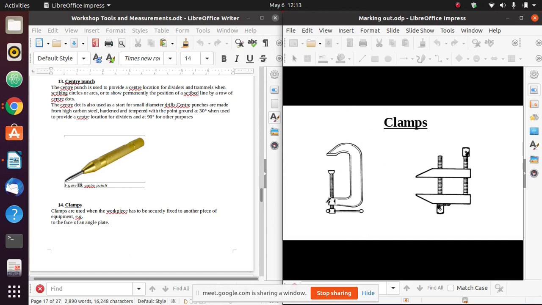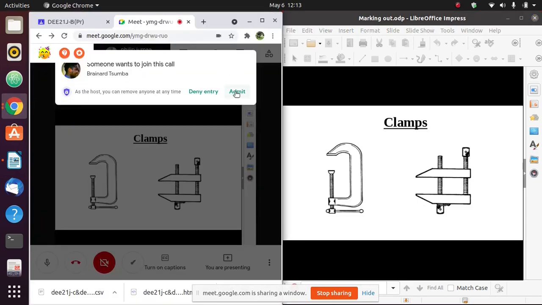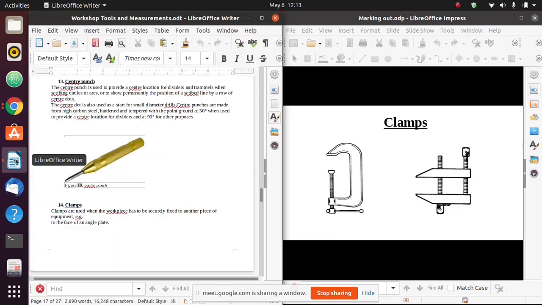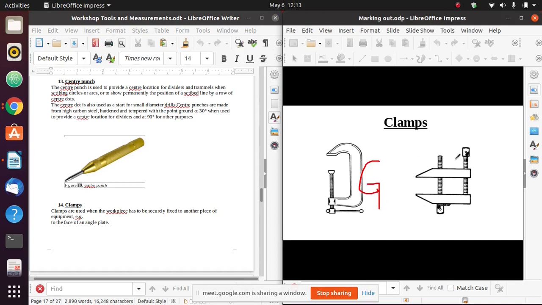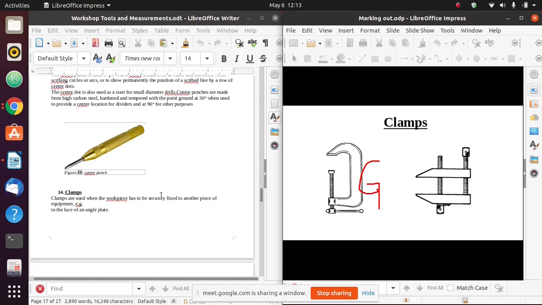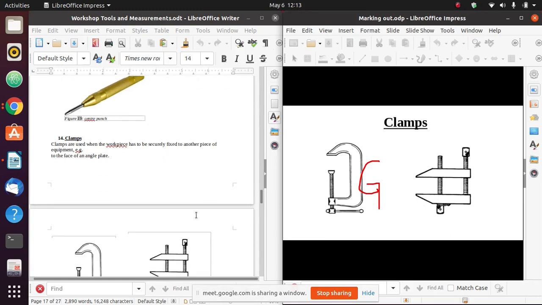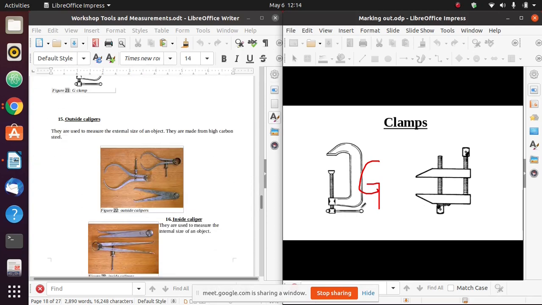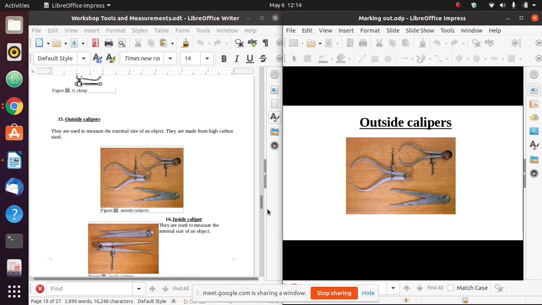Now we have so many types of clamps. We have the U clamp that we saw on a V block, but these are the most common ones that you will see in the workshop. We have a G clamp because it resembles the letter G, and we have a toolmaker's clamp. These are used to secure the workpiece over another piece of equipment.